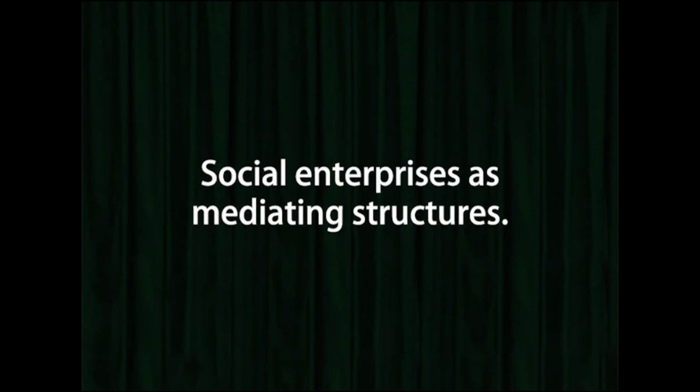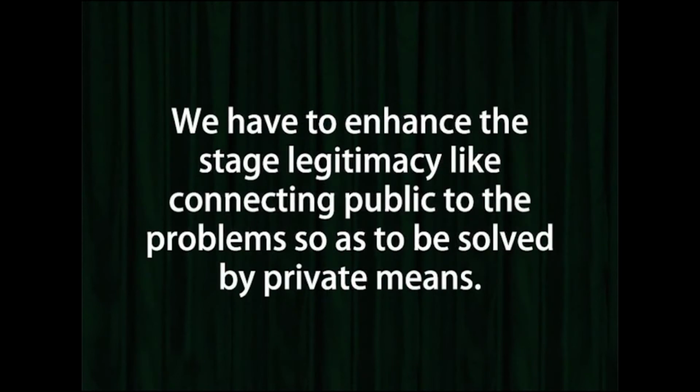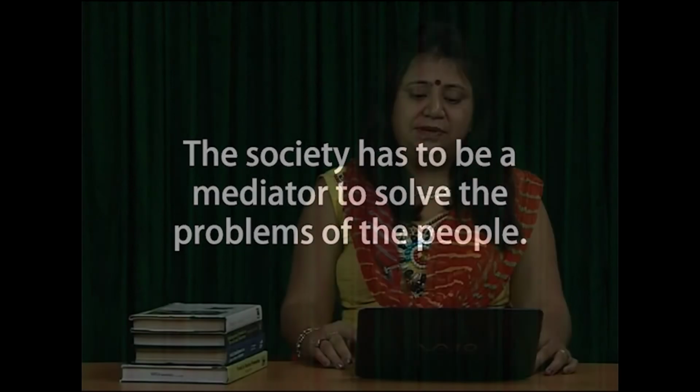Now let's study the social enterprises as mediating structures. According to Berger in 1977, he said we have to protect individuals from alienation by translating social problems into personal terms. We have to enhance state legitimacy by connecting the public to the problems so as to be solved by private means. That is, society has to be a mediator to solve the problems of the people. We have to connect the government with the religion, or the church can connect many people to the government, so a liaison and connectivity is established to come to solutions.